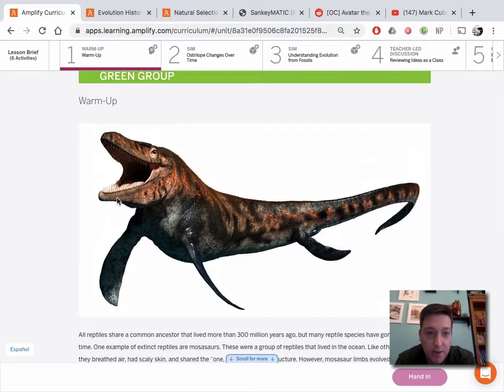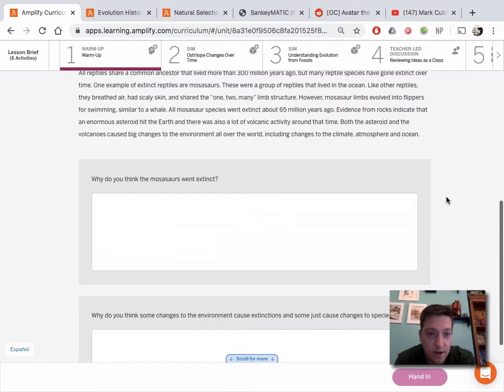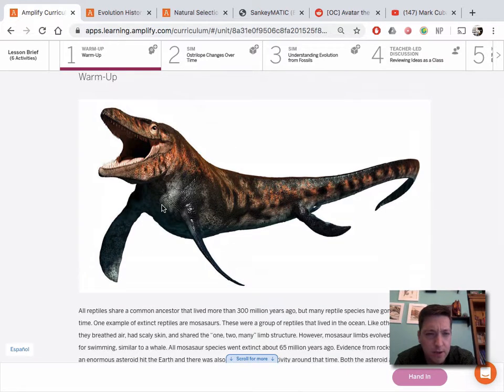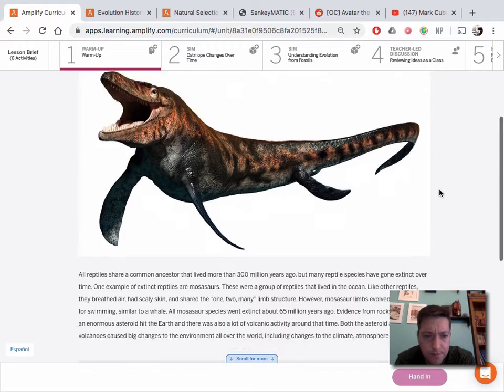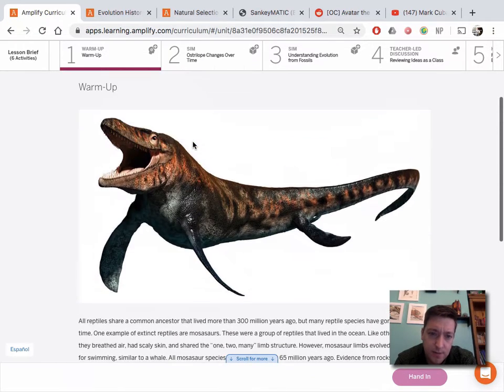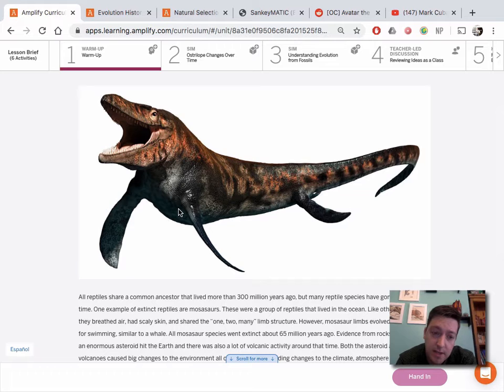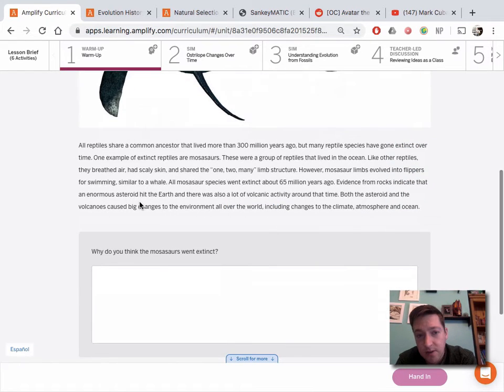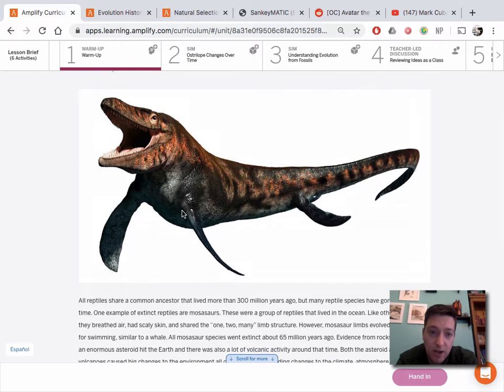Okay, so this is a really big predator reptile that lived in the ocean. It may be the one in Jurassic Park or Jurassic World. Why do you think they went extinct? Well, if something can't change to fit the environment, it goes extinct, can't adapt. So this asteroid must have caused such big changes that it could not adapt.